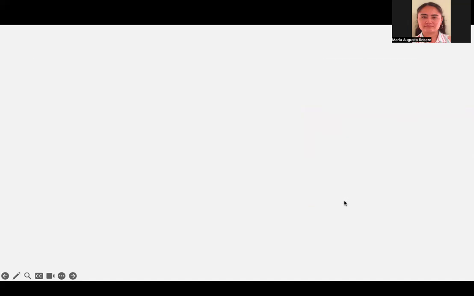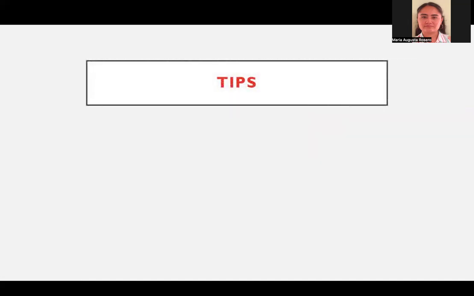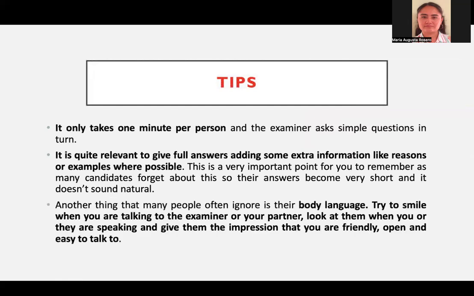Okay, now we have the tips that you have to consider when taking this part of the speaking examination. Number one, it only takes 1 minute. This is the time per person. And the examiner asks simple questions in turn. Then the second main point is that it is quite important to give full answers, not very short answers.